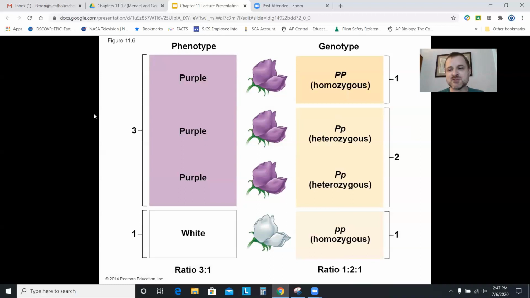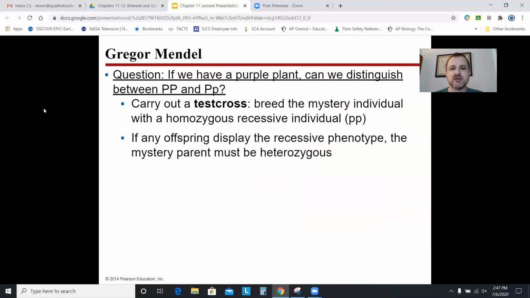Okay. So, question. If you have a white plant, what's the genotype? Little p, little p. Done. If I have a purple plant, is there a way to tell what the genotype is? By looking at it, you can't tell. But you can do what's called a test cross. A test cross is when you cross a plant or any organism with a recessive. So say I have a purple plant and I cross it with a little p, right?